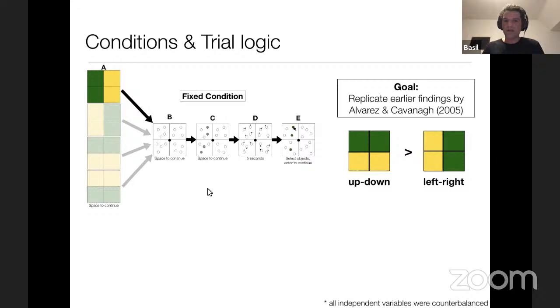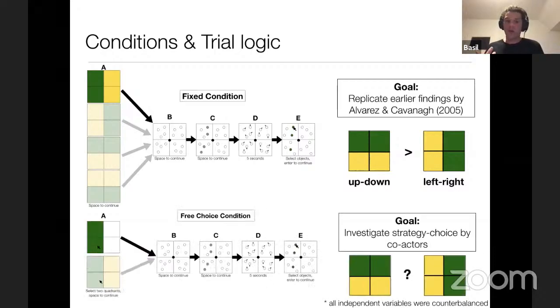Apart from that, it's still a normal, regular multiple object tracking task. So you have your target indications, then the objects move, and then you need to select those objects that you think are the target objects. The goal of this condition is to see whether the earlier findings by Alvarez and Kavanagh can be replicated. So you would have a higher performance for an up-down strategy than a left-right strategy.